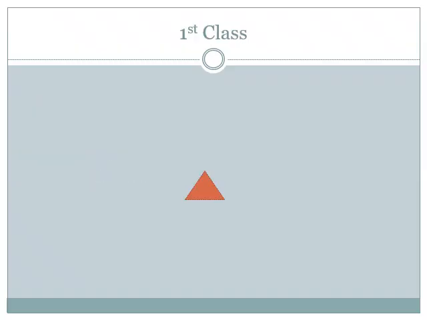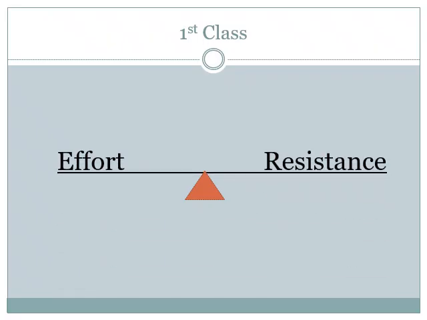Okay, so when we're looking at our different classes of levers, we have our first class lever, and we're going to do this with each one of the individual classes. The other thing we will look at is the concept of mechanical advantage as we're looking at the different classes of lever. So when you have a first class lever, you can see here you have your effort and resistance.